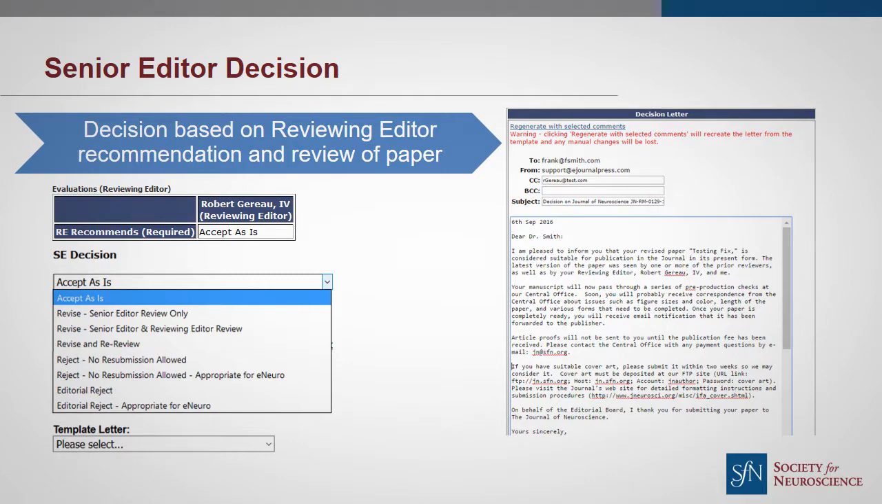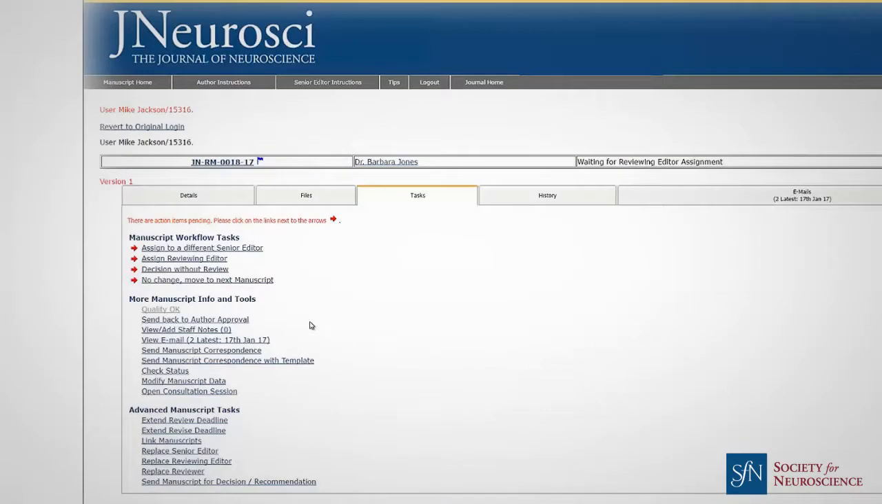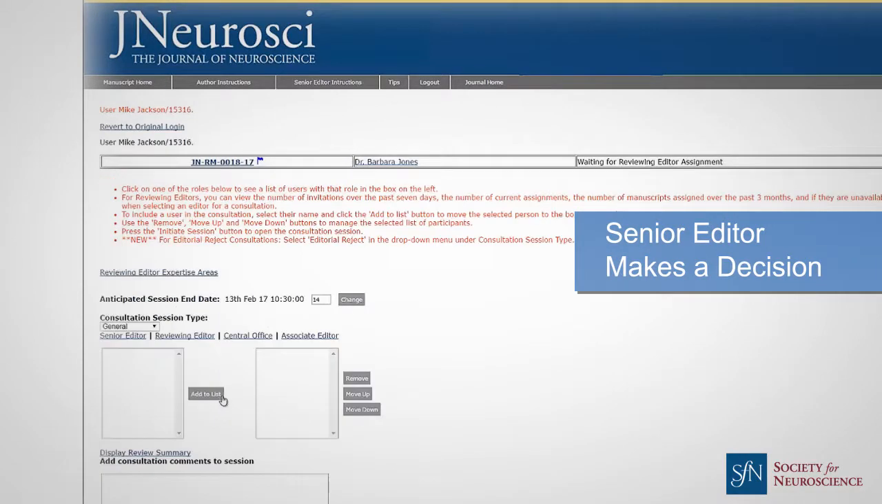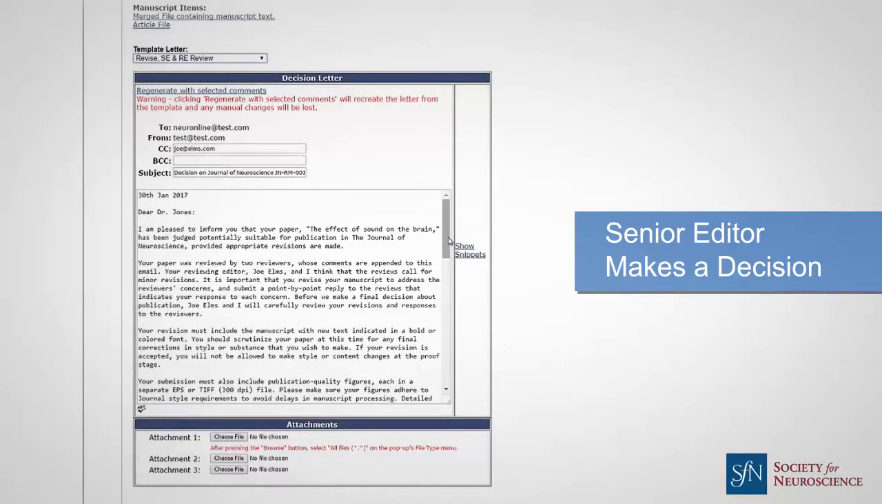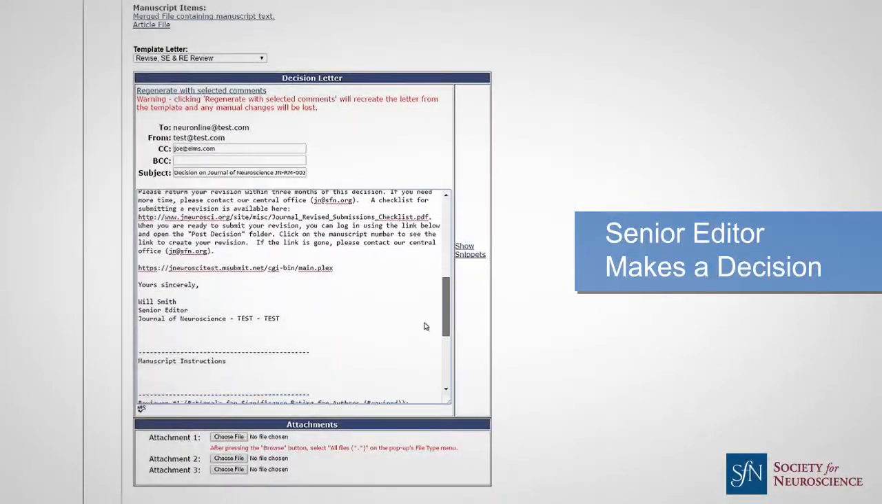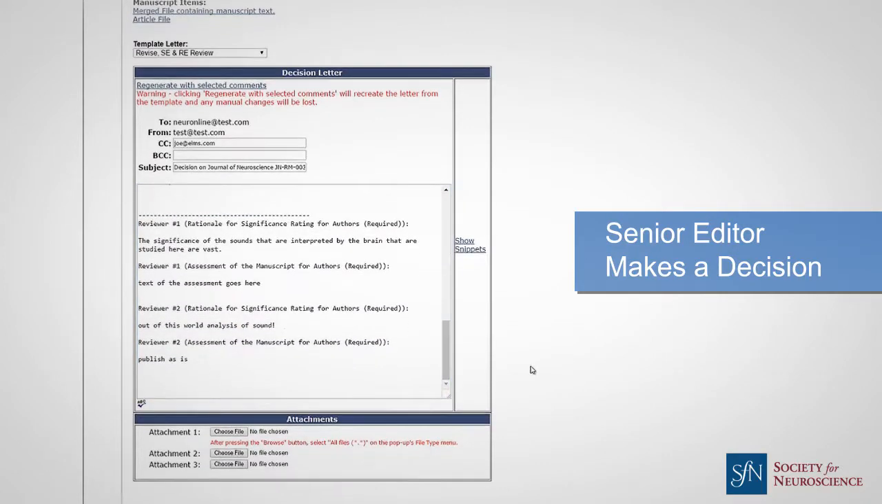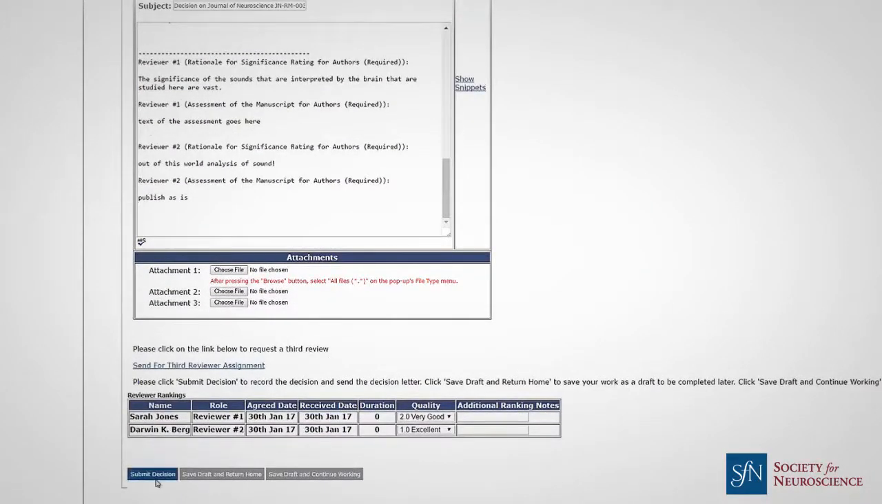Upon receiving the recommendation from the reviewing editor, the senior editor examines the manuscript, reads the reviews, and considers the reviewing editor's comments. If the senior editor's judgment is in line with that of the reviewing editor, which is the most common outcome, the senior editor makes the decision and sends the letter to the authors. In some cases, a senior editor may open a consultation session with the reviewing editor to discuss the decision in more detail. Once a decision is reached, the senior editor composes the letter to the authors, which may highlight specific reasons for a rejection or comments that would be most critical to address if authors prepare a revised manuscript.